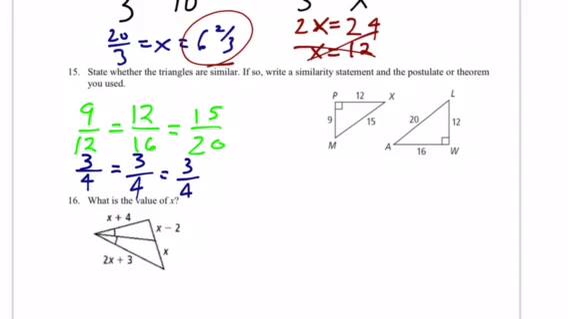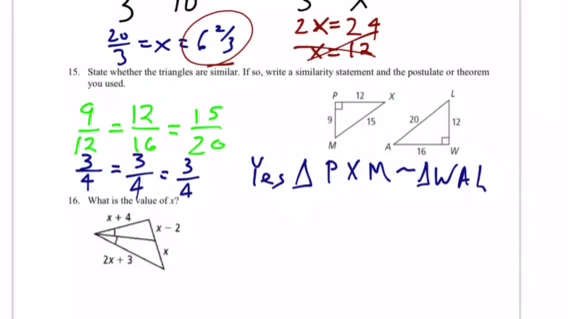So because all those sides are proportional, then we can say yes, the two triangles are congruent, or sorry, not congruent, similar. And we have to do the similarity statement, so we have to name the triangles. I would probably call it PXM. And so that is similar to triangle WAL. And that's by the side similarity theorem.